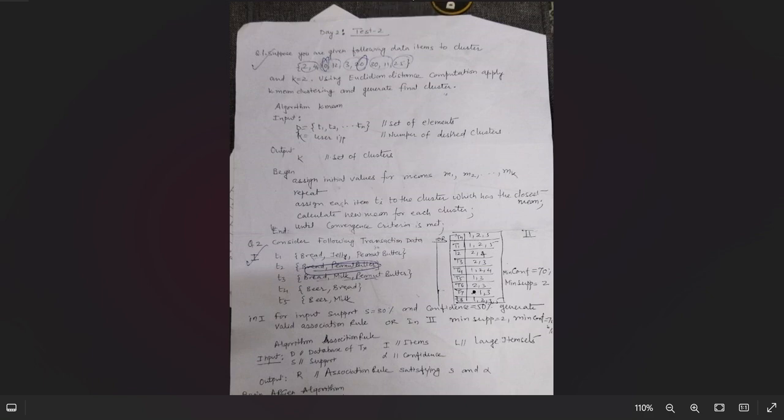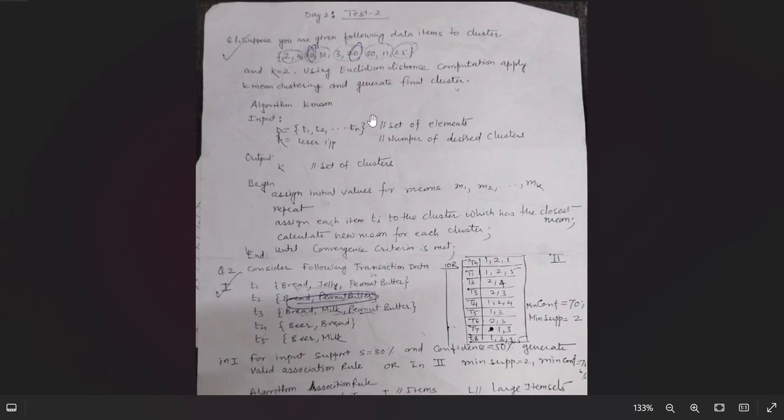This is test 3 and we are going to analyze test 3. So let's go to test 3 and see the solutions and questions on it. Suppose you are given the following data items to cluster.